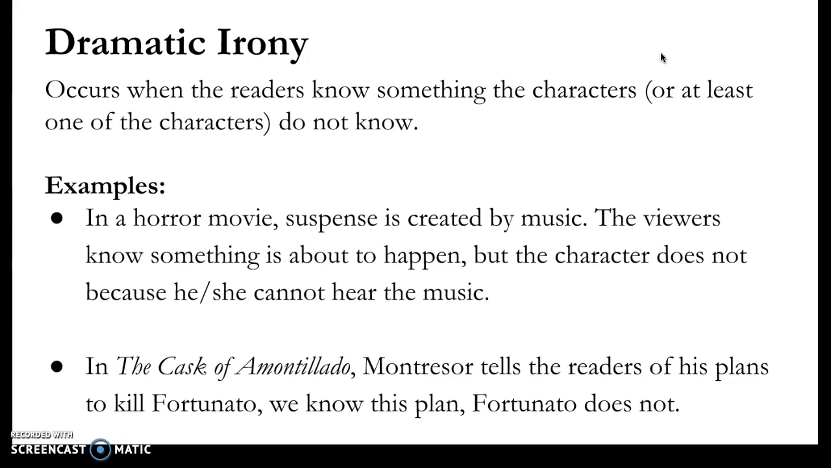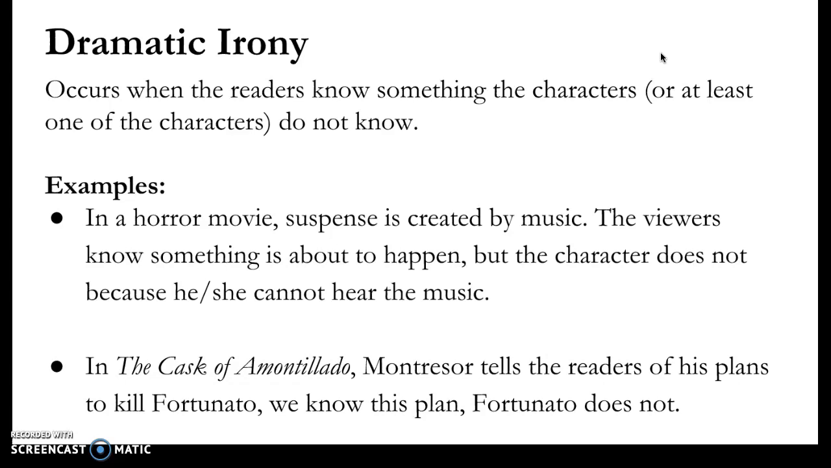So it occurs when the readers know something that the characters, or at least one of the characters in the story, doesn't know. And dramatic irony can be created with foreshadowing. It can be created by the first person narrator talking about something that they plan to do that the other characters don't know or understand. But it also could be created in a lot of movies. It's created by the use of music, things along those lines, so that the audience knows something's about to happen, but some of the characters do not.